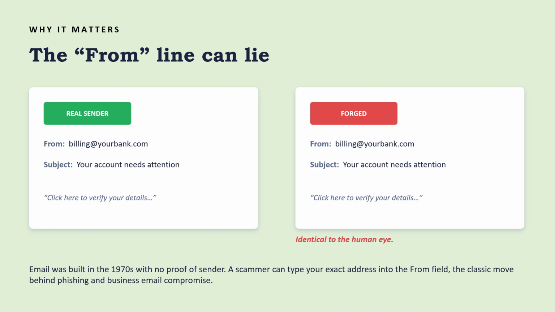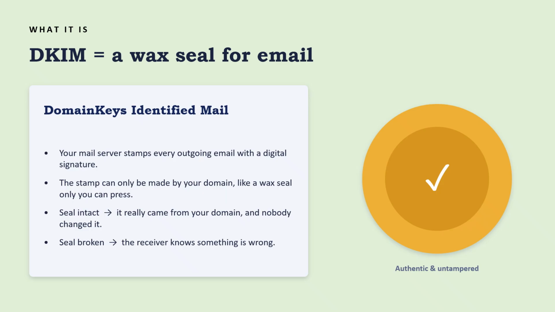To address this issue, mechanisms were required to authenticate the origin of messages. Domain keys identified mail, DKIM, was introduced as a solution. When a mail server transmits an email, it appends a digital signature that is unique to the sender's domain. If the recipient receives the email with the signature intact, this confirms both the authenticity of the sender's domain and the integrity of the message during transmission. If the signature is invalid or missing, the recipient can infer that the message may have been altered or did not originate from the claimed domain.